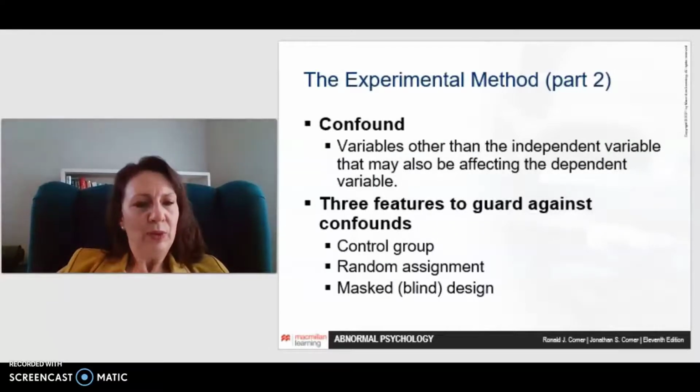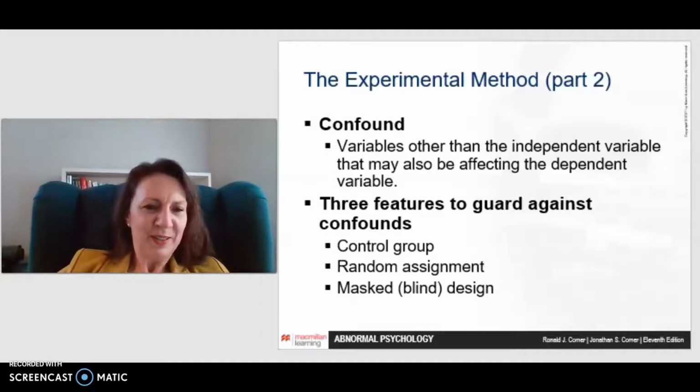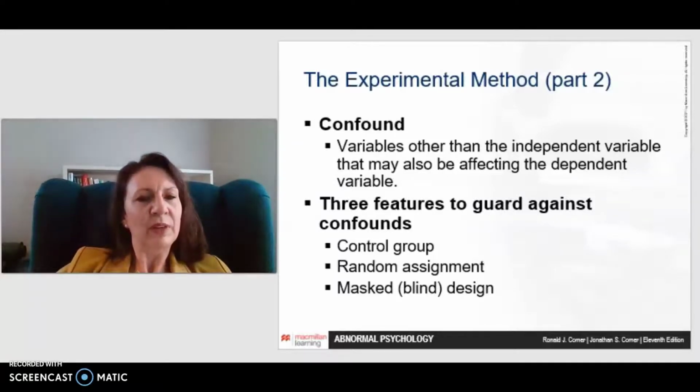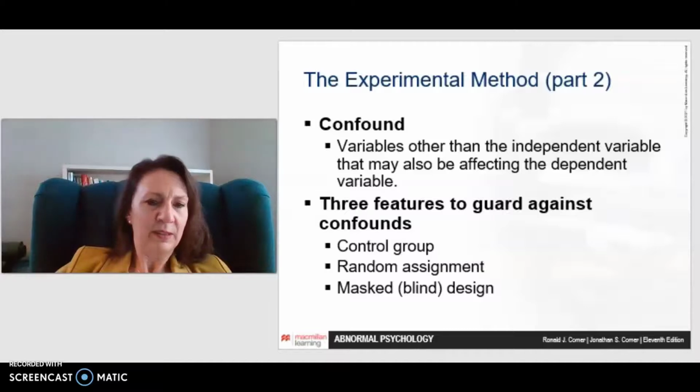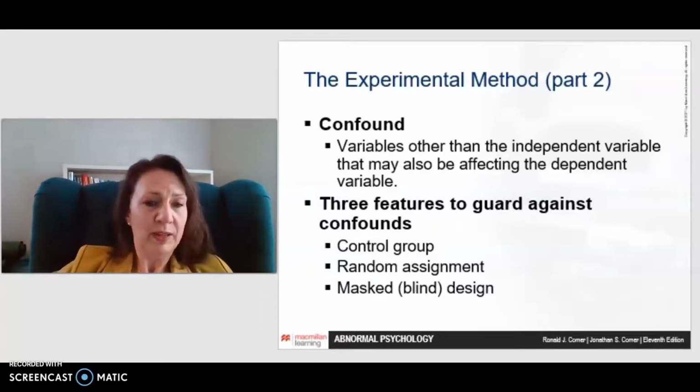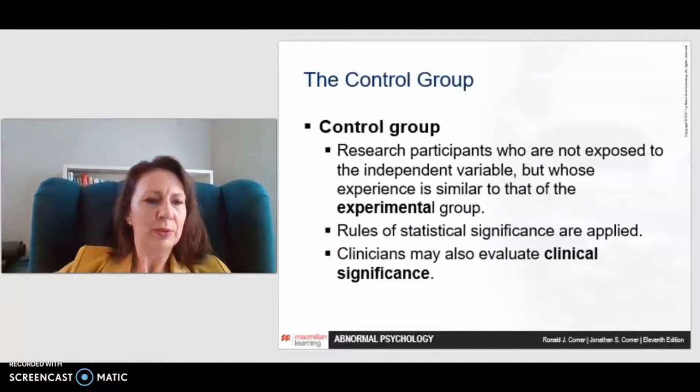And we know that that's not all we necessarily will see when we do a research experiment. Sometimes we have confounds, which are variables other than the independent variable that may be also affecting the dependent variable. So we have three features to try to guard against those: the control group, the random assignment, and the masked or blind design, and I'll talk about those.